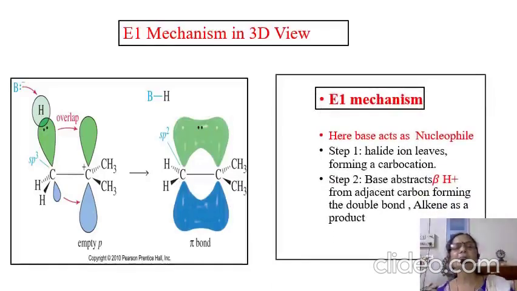The pi bond formation is shown by these lobes. Again I will repeat, in the E1 mechanism, the base acts as a nucleophile. In step 1, the halide ion leaves, forming a carbocation. In the second step, the base abstracts the beta hydrogen, forming a double bond, that is a pi bond, and it gives an alkene as a product.